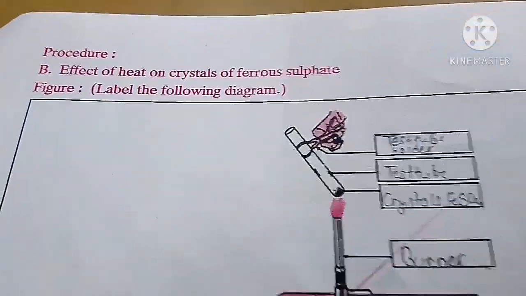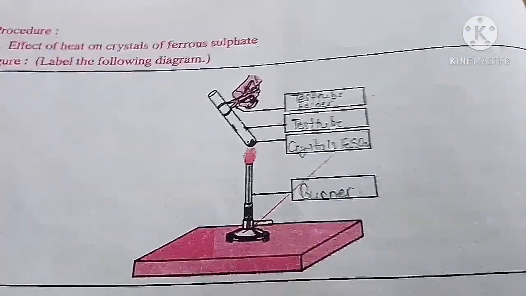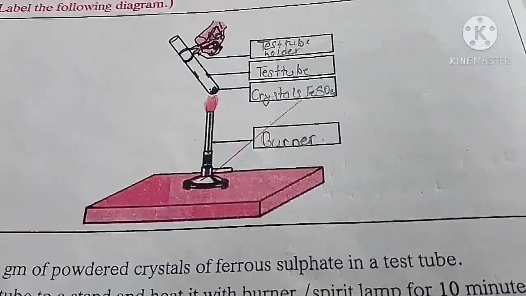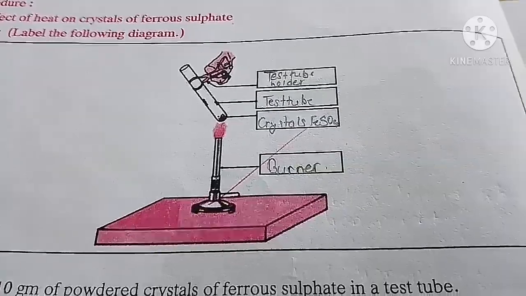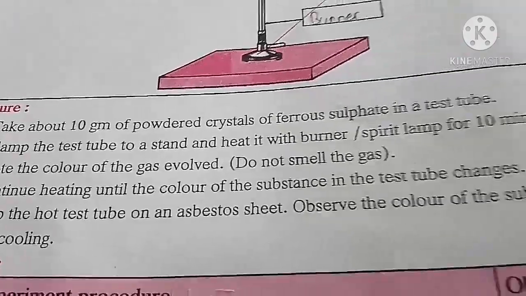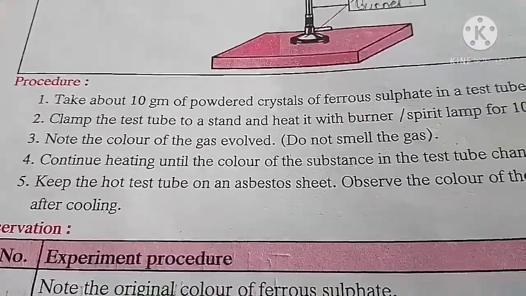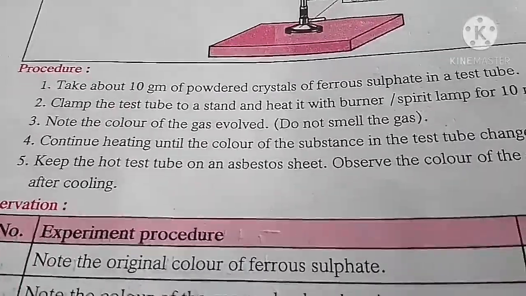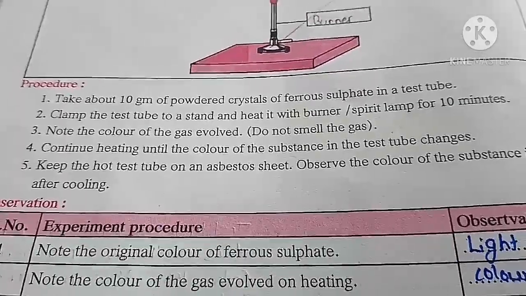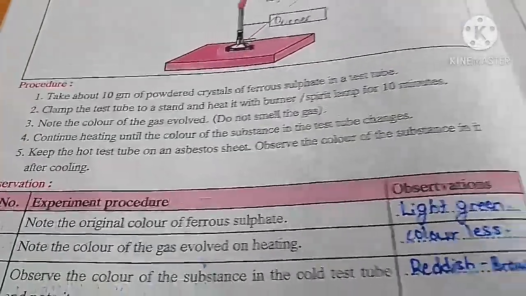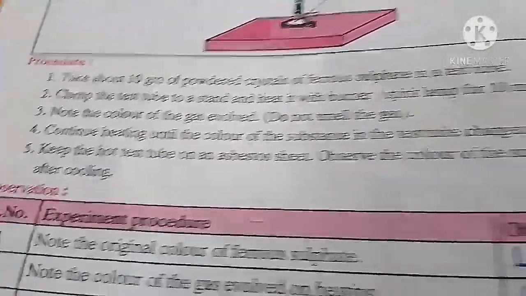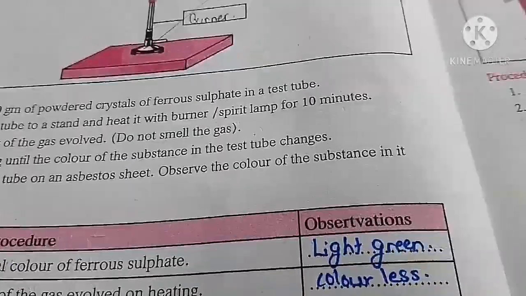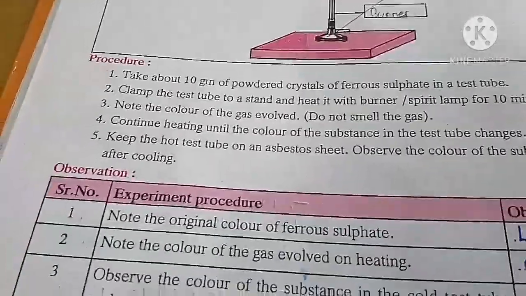Now effect of heat on crystals of ferrous sulphate. Like this, take a test tube and burner. You have to take 10 grams of powdered crystals of ferrous sulphate in the test tube, then you have to heat it. Clamp the test tube to a stand, heat it with the burner for about 10 minutes. Note the color of gas evolved, do not smell the gas. Continue heating until the color of the substance in the test tube changes. Keep the hot test tube on the asbestos sheet. Observe the color of the substance in it after cooling.